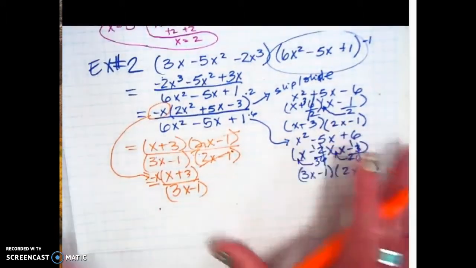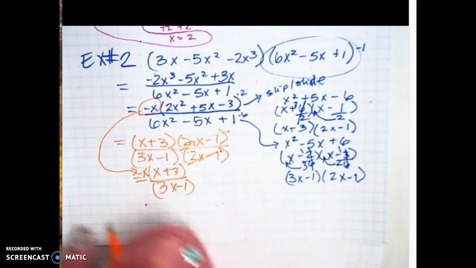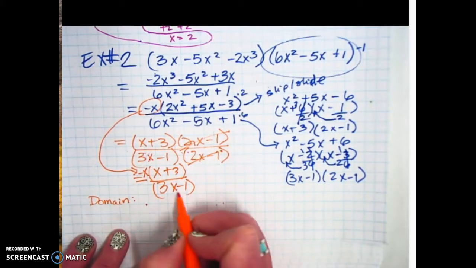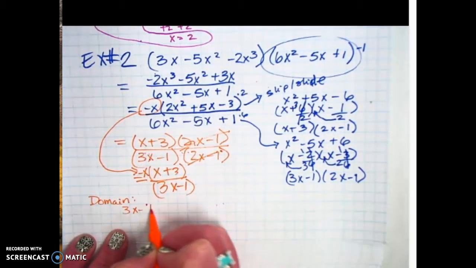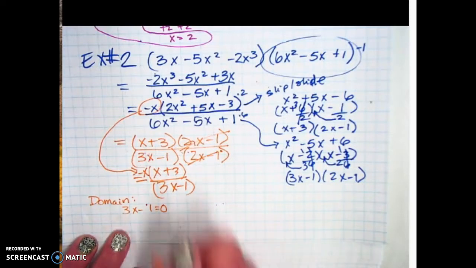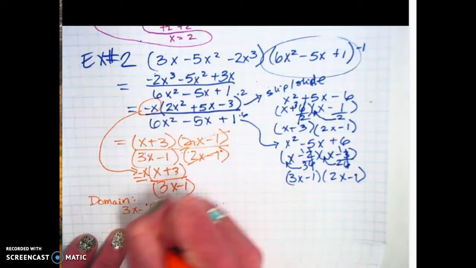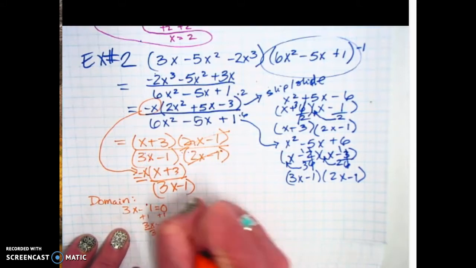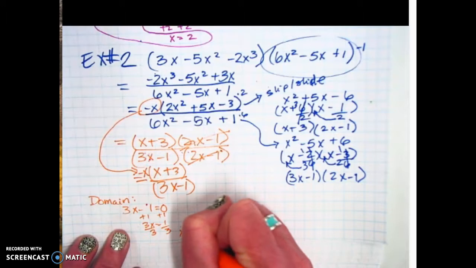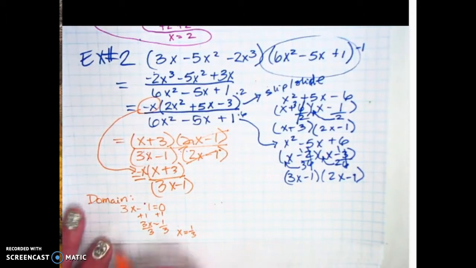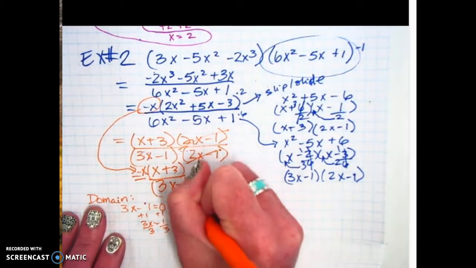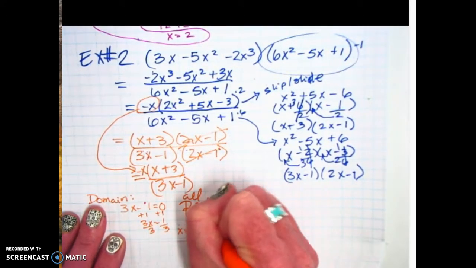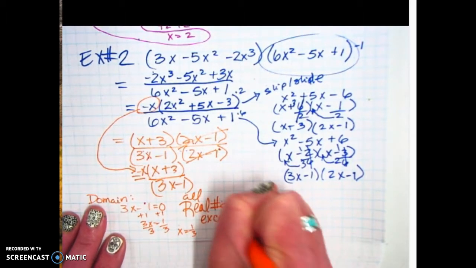So, if they ask for the domain, that's where you look at the denominator. So where is 3x minus 1 equal to 0? Should be a fraction, right? Add 1 to both sides. Divide both sides by 3. That gives 1/3. So x equals 1/3. That means all real numbers except 1/3.